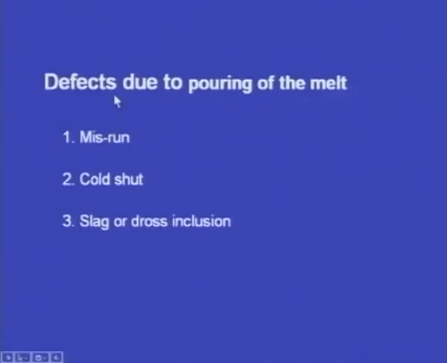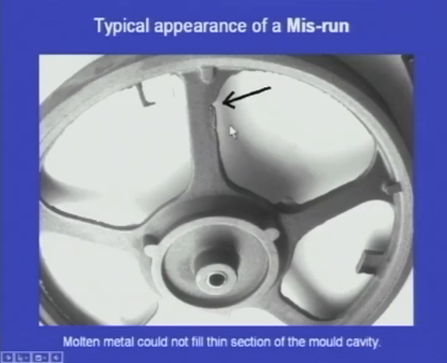Next, let us see another classification, defects due to pouring of the melt. In this we have Missrun, cold shut, slag or dross inclusion. First let us see the Missrun. So this is the typical appearance of a Missrun, and here we can see a wheel type casting, and here we can see 5 ribs, and this rib is not properly cast. The molten metal could not fill in this rib.